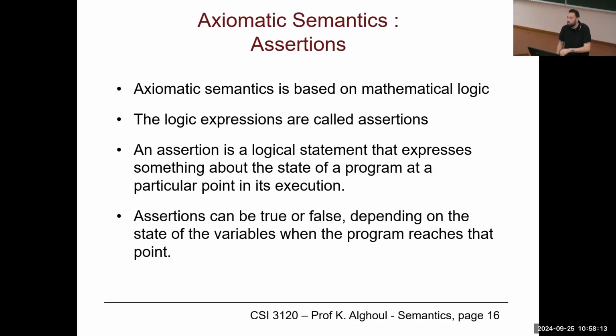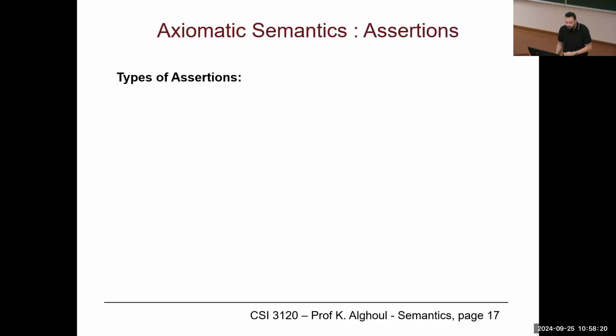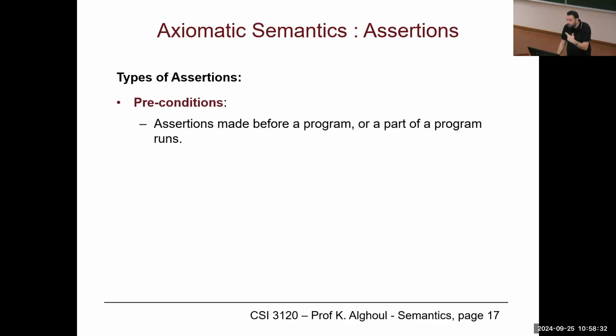Don't worry about this. We're going to explain every single thing with an example, so it will be less boring for you. So what are the types of assertions? We mentioned them. Axiomatic semantics has two types of assertion, pre and post. So what can precondition mean?